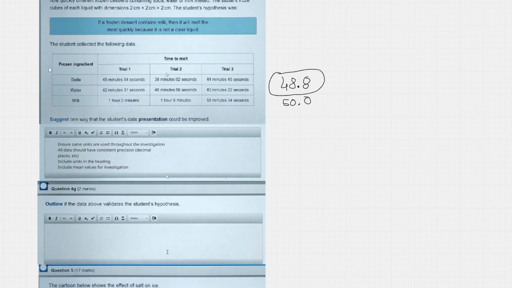This is a 2-marker. We see that water melts fastest given the mean values, but you don't have to write that. You could just write that milk does not melt the quickest, hence the hypothesis is invalid. And that wraps up question 4.